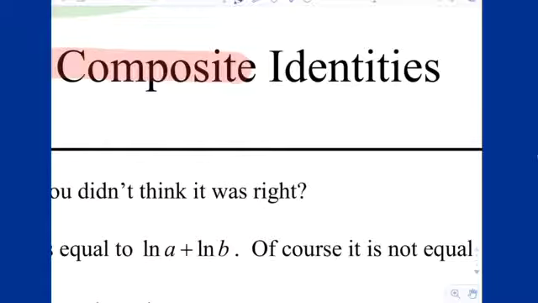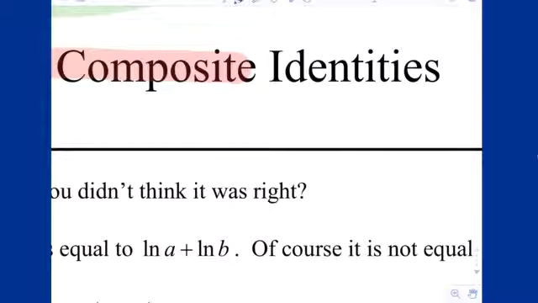Whether it's in a math or an English context. Composite. Compose. What's that? Well, what does compose mean? To combine. Yeah, to make, right? Like musical composers. They made music.